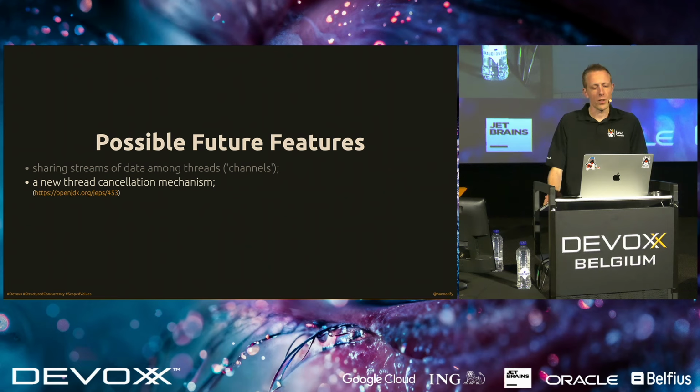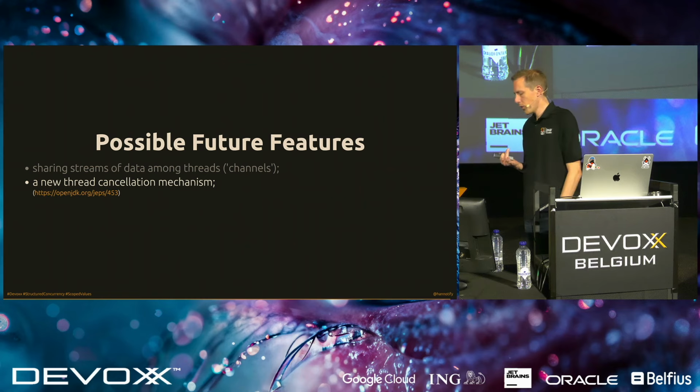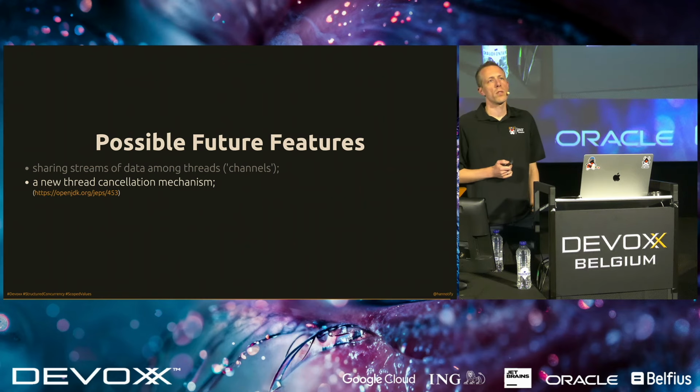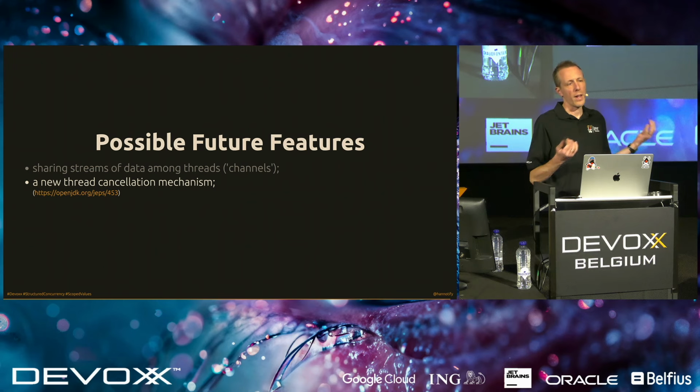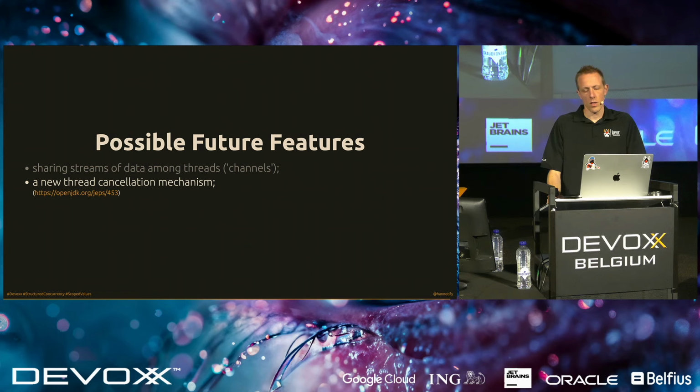Second thing that was mentioned in the JEP 453 to be precise, is a new thread cancellation mechanism. So the current mechanism to cancel or interrupt threads by catching interrupted exceptions, notifying lock objects, has been around for a long time. And the Java language designers stated in the JEP that they might propose to change this, or at least propose a new thread cancellation mechanism. No details yet. This is just what was said in the JEP.